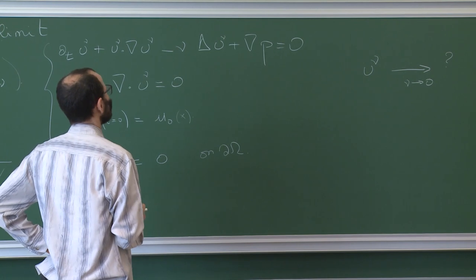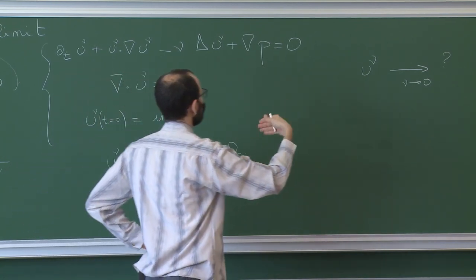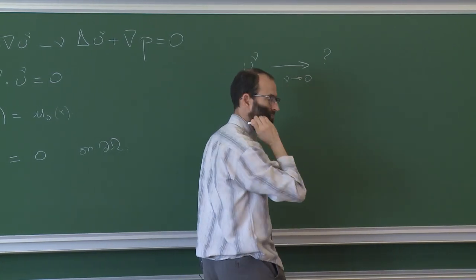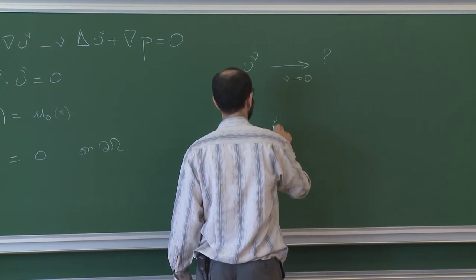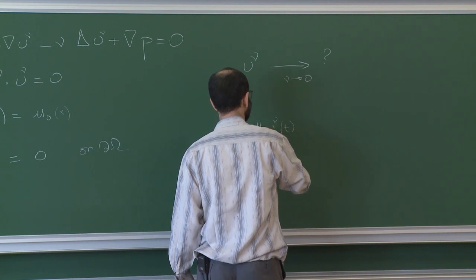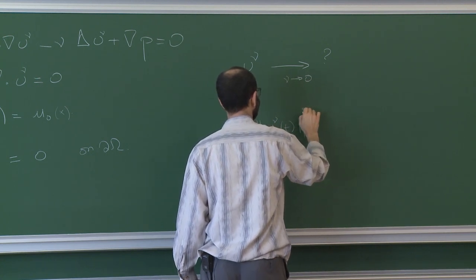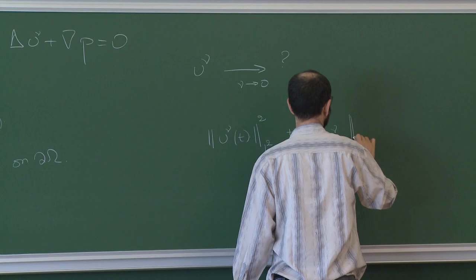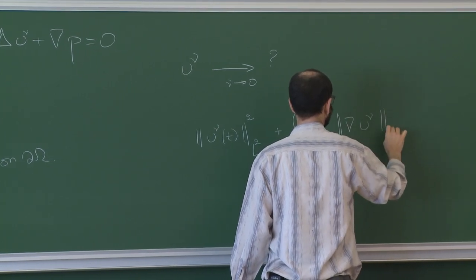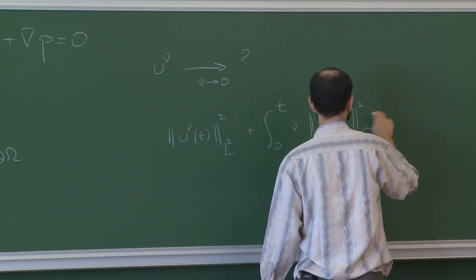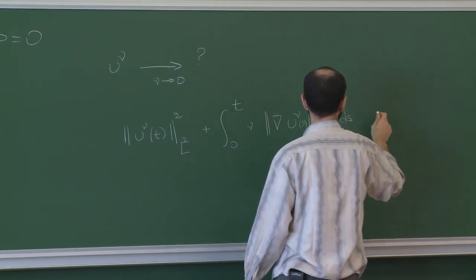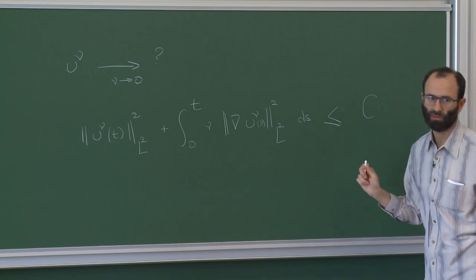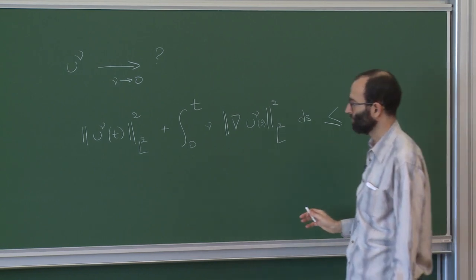So the reason is that, okay, the idea is to say I have energy estimates. I have an energy estimate that tells me that the L2 norm squared of u of t plus the integral of the viscosity term is less than a constant coming from the initial data. So this is the uniform bound you have.